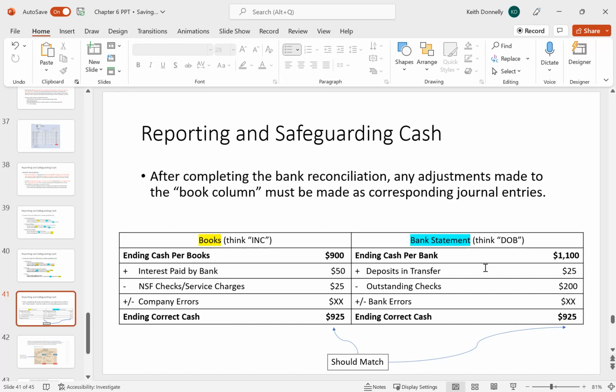We start out different. I come to you, hey, what's going on? Why are these different? You reconcile them, explaining the differences through these items, right? And that's why I have this ink here. INC for books, and think DOB here for cash, the bank statement.